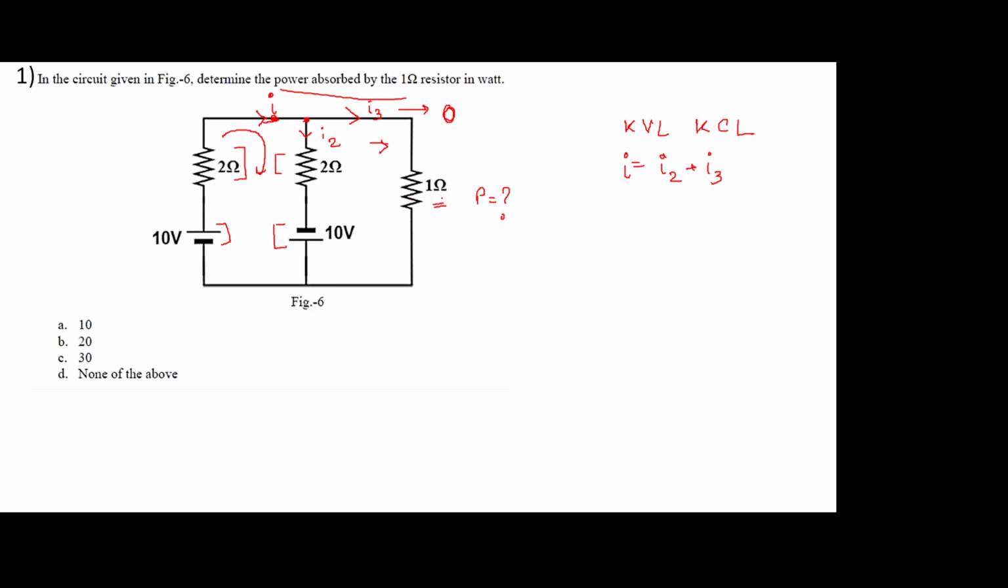So through this 1 ohm resistance no current is flowing, hence the power output will be equal to I3 into 10. Power is equal to I into V, right? Or it can be written as I square R, right? So here I3 is 0, resistance 1. So the total power absorbed by this 1 ohm resistance will be 0. Since 0 is nowhere in the other options, the answer will be option D, none of the above, right?